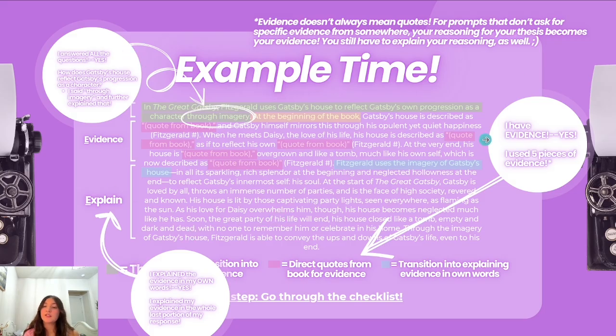The second part of the checklist is I have evidence, and we can also check this off the list and say yes, because I used 5 pieces of evidence as direct quotes from the book. And here is the whole part of my evidence as well. The last portion of the checklist is I explain the evidence in my own words, and we can also check this off the list and say yes, because in this whole last portion here, I explained all the evidence from this section in my own words and also connected it back to the thesis at the very end.